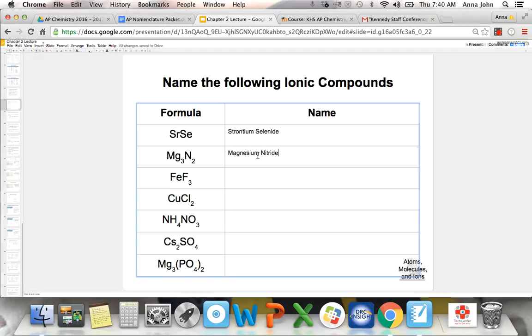Again, you guys notice I didn't do anything with those numbers. In an ionic compound, you have to balance the charges, so it doesn't matter when you name them how many of each you have. There's only one way to get those to balance. Okay.